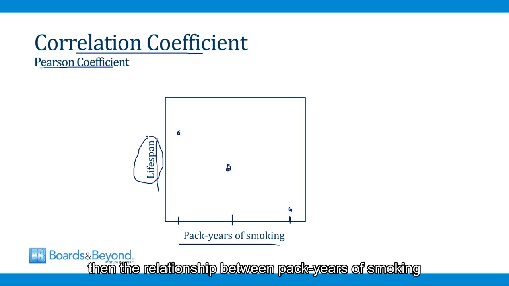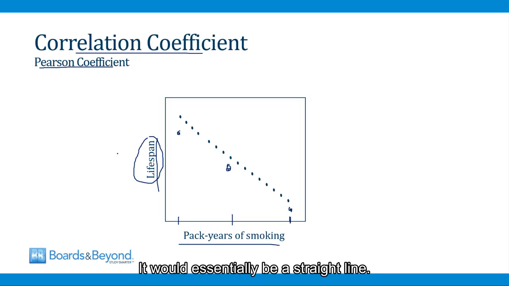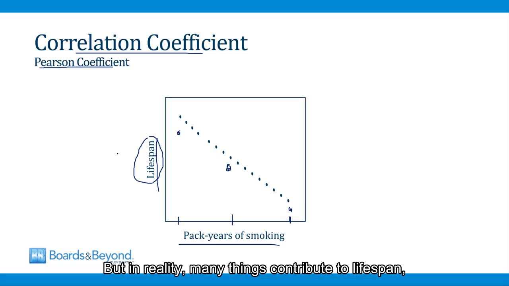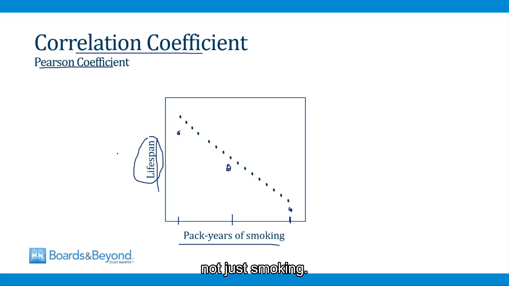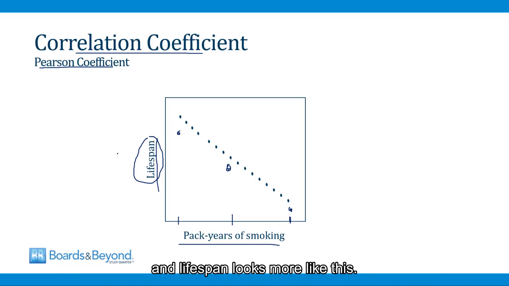Now, if the only thing that determined lifespan was pack years of smoking, if nothing else mattered, then the relationship between pack years of smoking and lifespan would look something like this. It would essentially be a straight line. But in reality, many things contribute to lifespan, not just smoking, so the actual relationship between pack years of smoking and lifespan looks more like this.